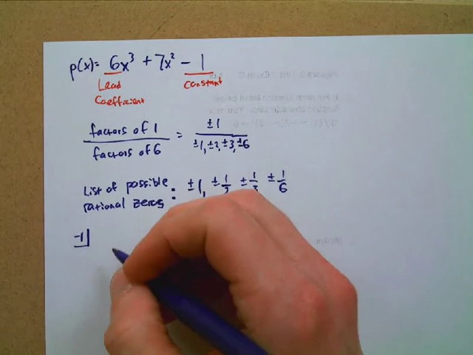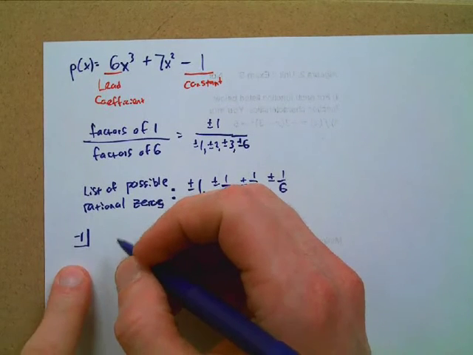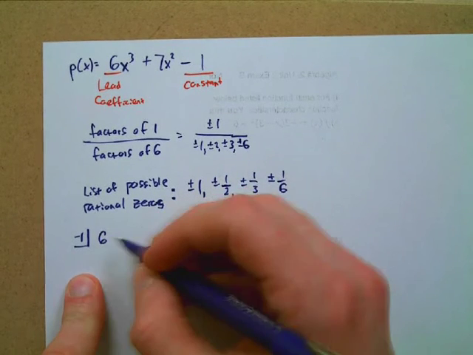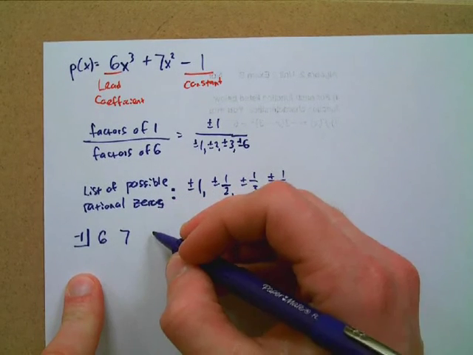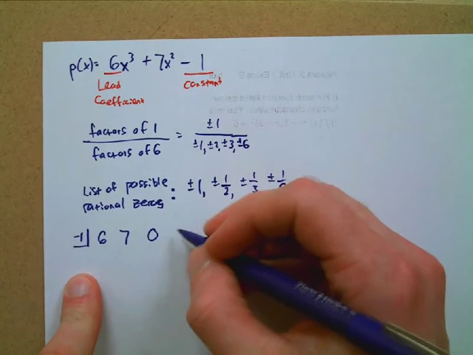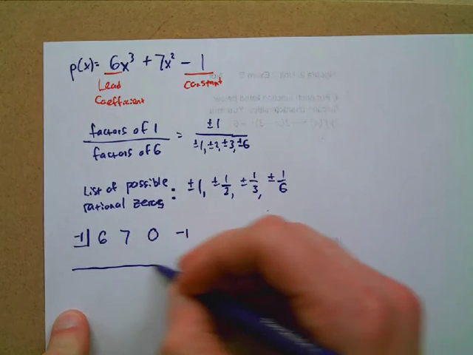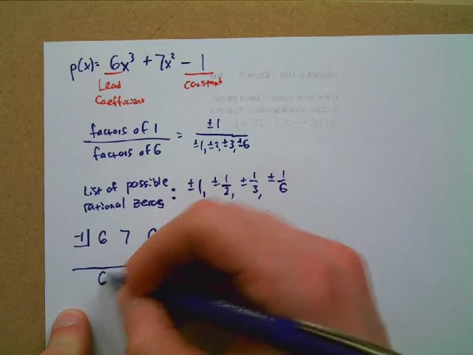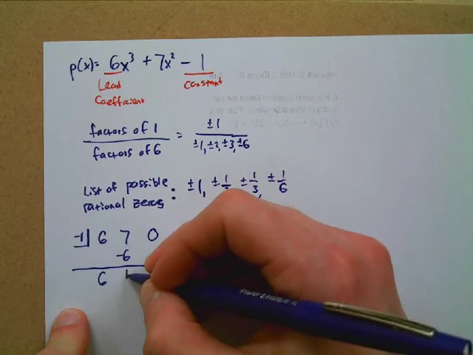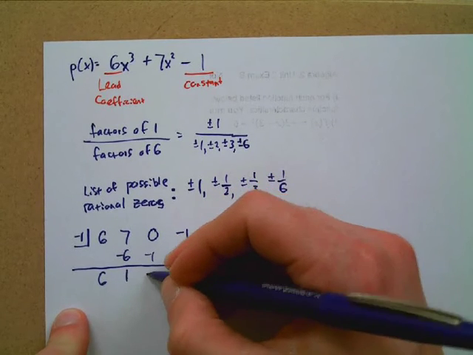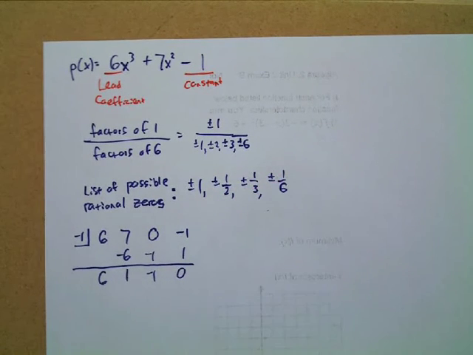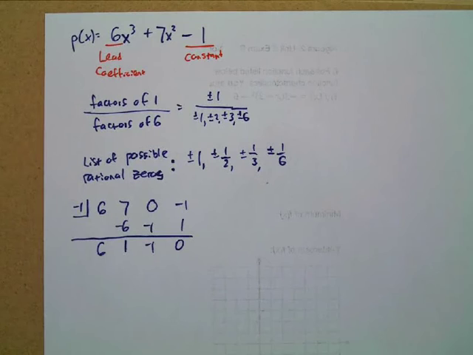All right, so what are our coefficients going to be across the top here? It'll be 6, and then 7, and then 0, and then negative 1, because we don't have an x term. Very good. And negative 1 works.